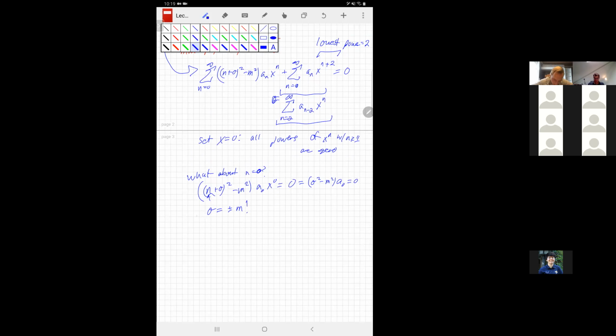Okay, so at this point, we can rewrite this whole thing as the sum from n equals 0 to infinity of n plus sigma squared minus m squared. You may be thinking, shouldn't that be n plus or minus m? Sure, except that I've got positive values of m and negative values of m. So I'm allowing for both. I don't have to write plus or minus. All right. Actually, I was a little bit sloppy there. Let's not do that.